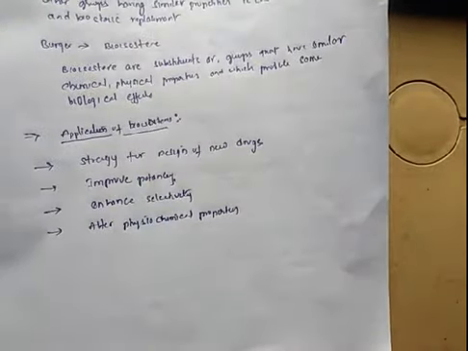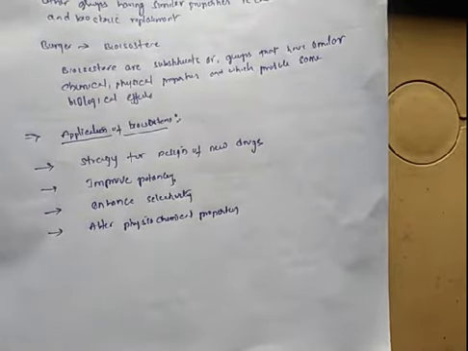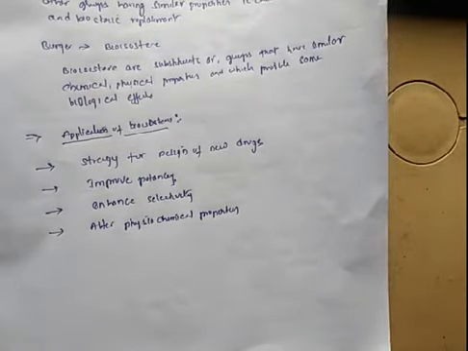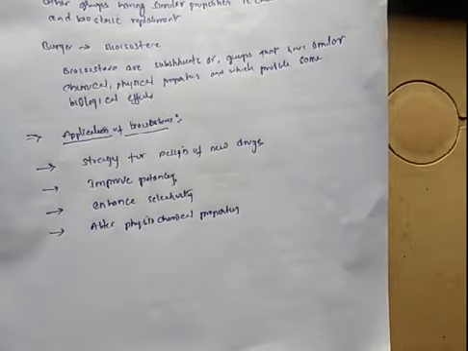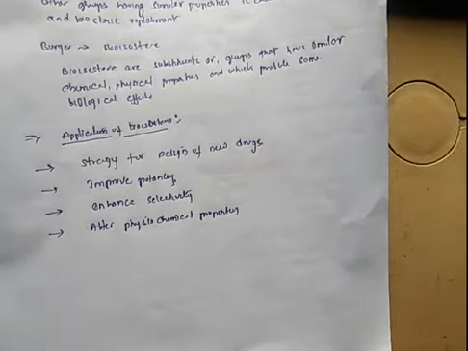Coming to the application of bioisosterism, bioisosterism is the best strategy for the design of new drugs. With this bioisosterism, we can improve the potency of the drugs. Otherwise, we can enhance the selectivity of the drugs, and also we can alter the physicochemical properties of the drug molecule.